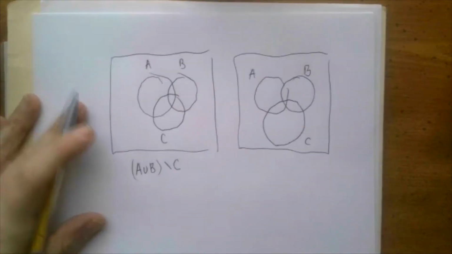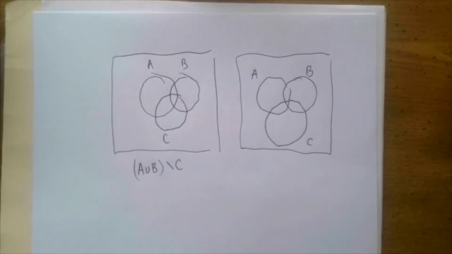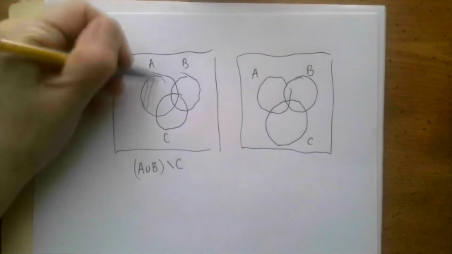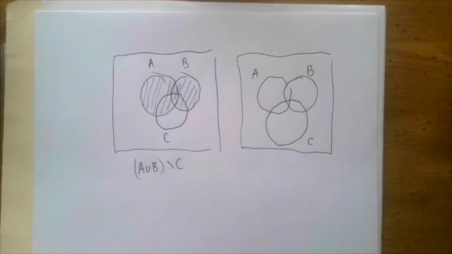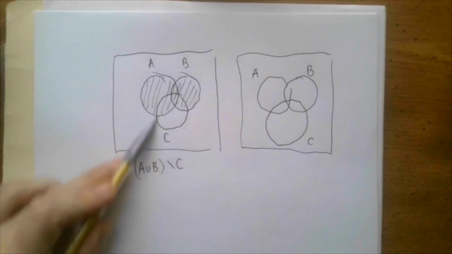So we can use Venn diagrams as usual to find the regions on the Venn diagram corresponding to this set. So A union B would be the shaded region, right? Everything only in A or only in B or both. And from that, we have to remove whatever is in C. So that means we would have to remove whatever is in this circle.